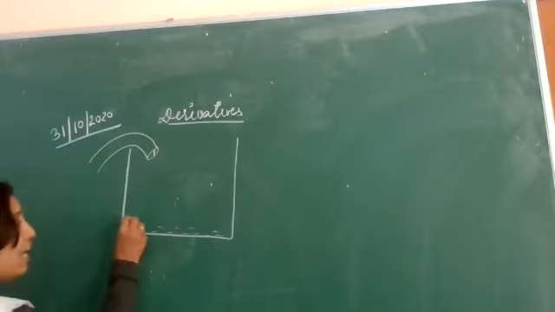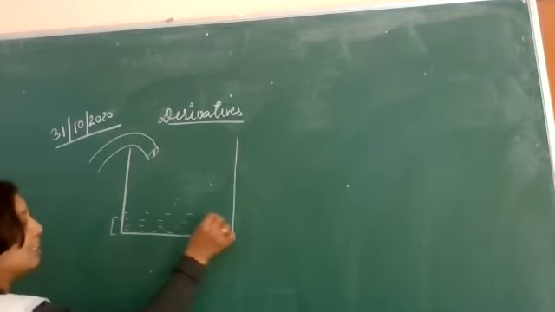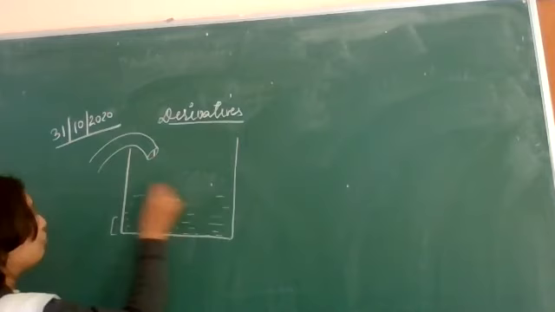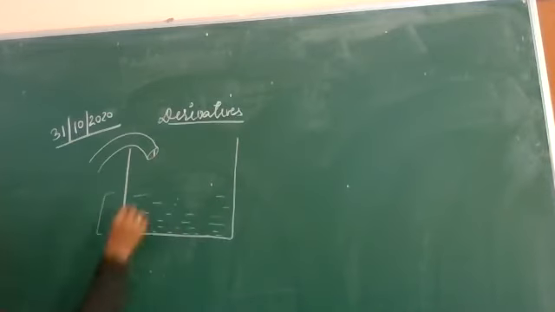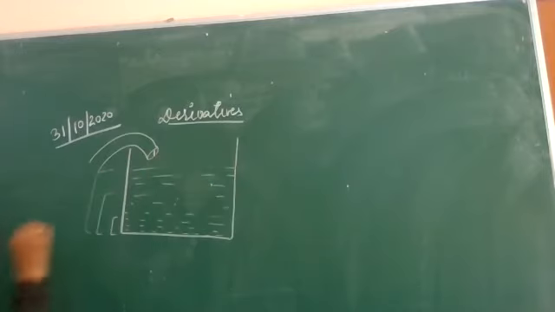That means we are checking the depth of water at different time intervals, right? We are checking the depth of water at different time intervals. Now it is this much filled. Now it is this much filled, right? So we will check the depth. Let's say at time t1 we are checking, at time t2, at time t3.